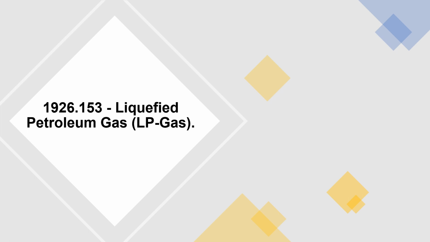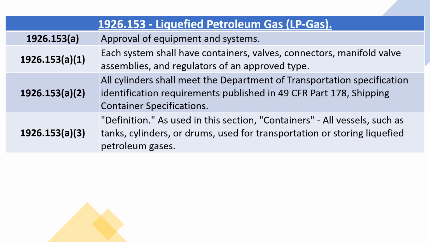1926.153, Liquefied Petroleum Gas, LP gas. 1926.153(a), Approval of equipment and systems. 1926.153(a)(1), Each system shall have containers, valves, connectors, manifold valve assemblies, and regulators of an approved type.